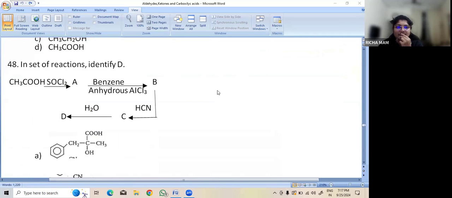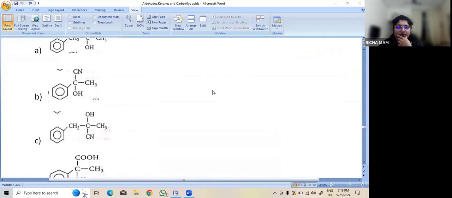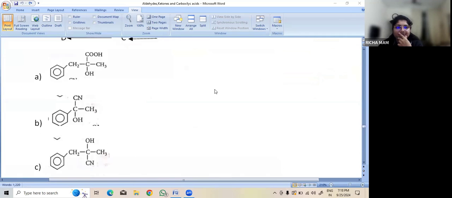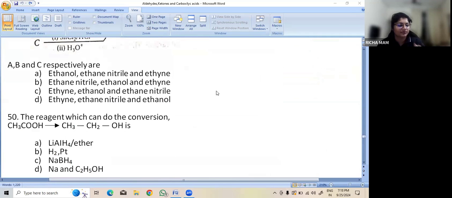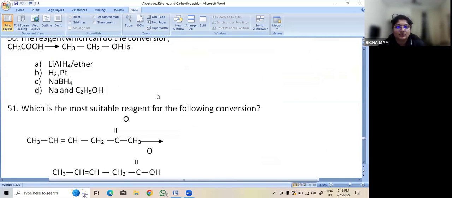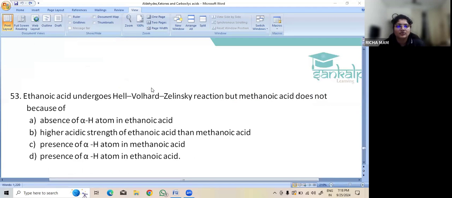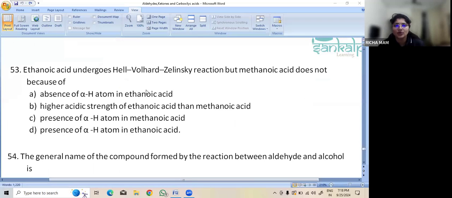Okay. So these are similar questions which we have solved. Ethanoic acid undergoes the Hell-Volhard-Zelinsky reaction, but methanoic acid does not.